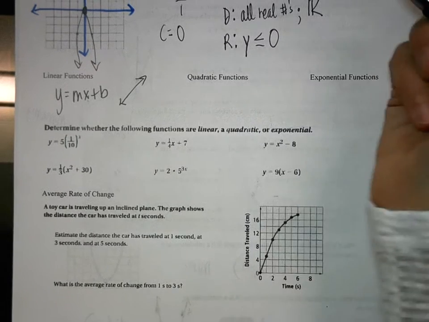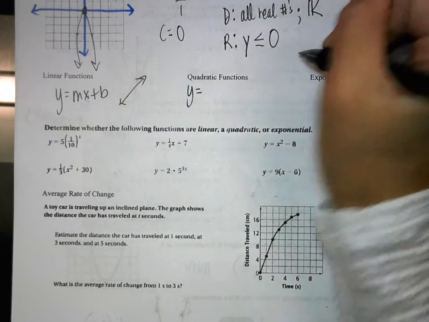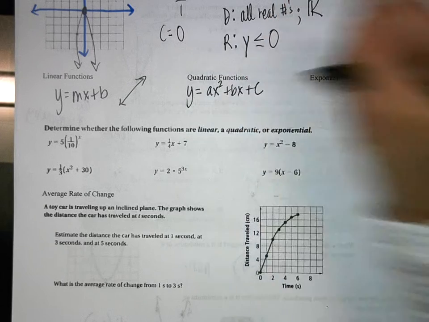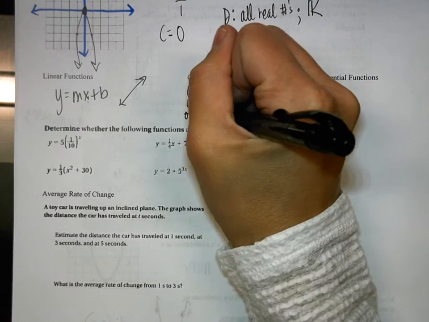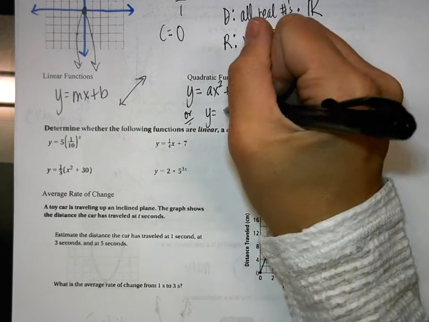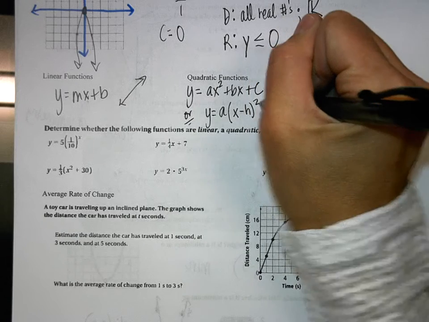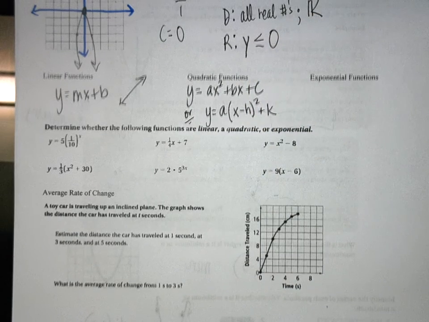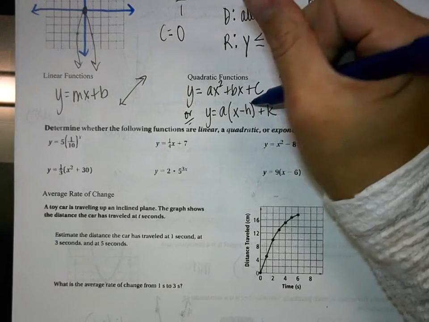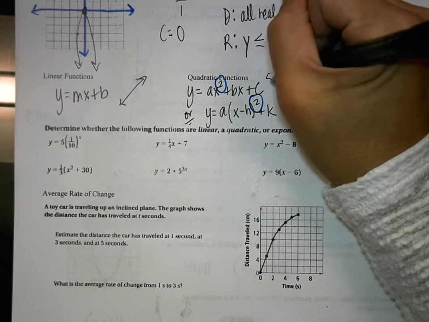Quadratic functions are written in, there's two different forms they could be written in. The one we've been looking at so far is y equals ax squared plus bx plus c. Another form, I'm going to put or here, you'll see them written in, this is called vertex form, y equals a parenthesis x minus h squared plus k. No matter what, you'll notice in a quadratic function it has a squared term.